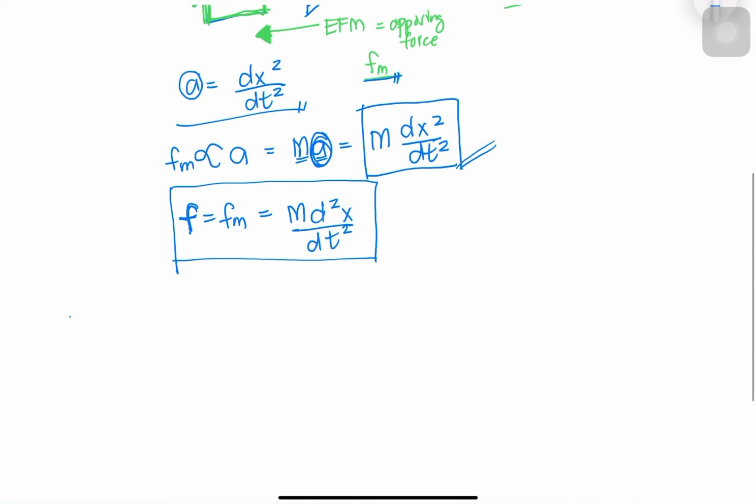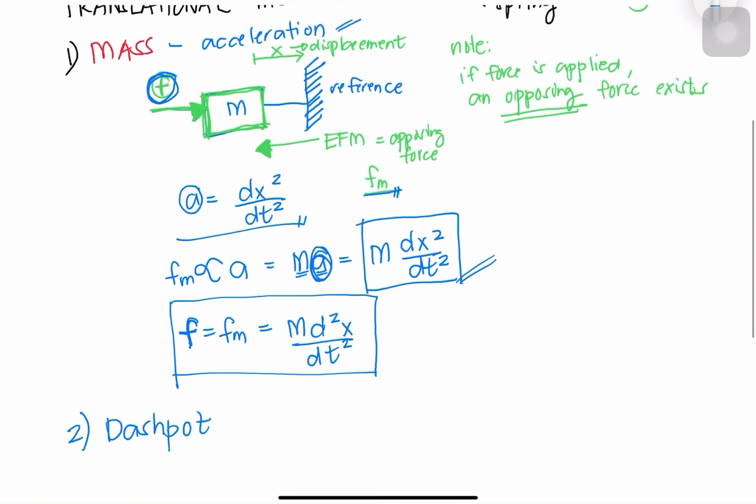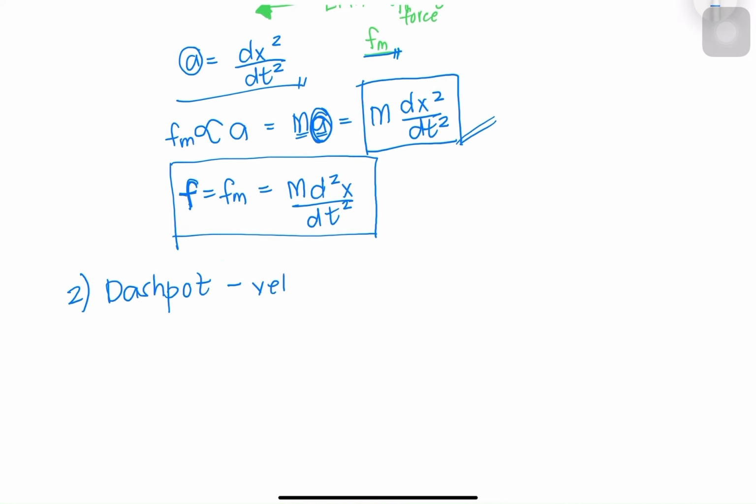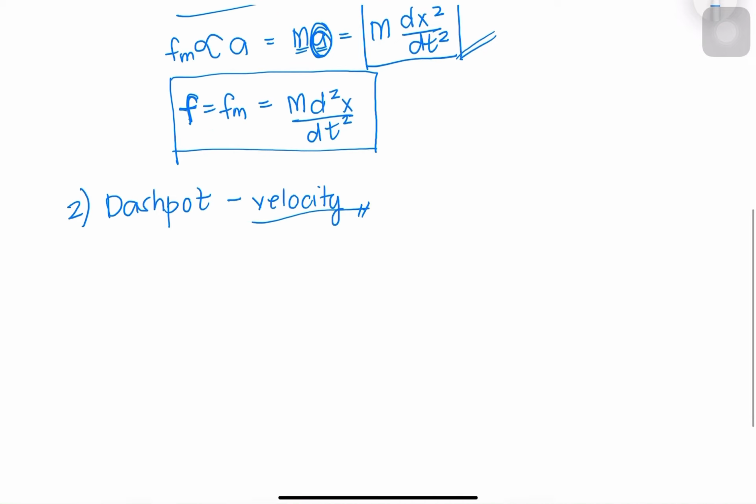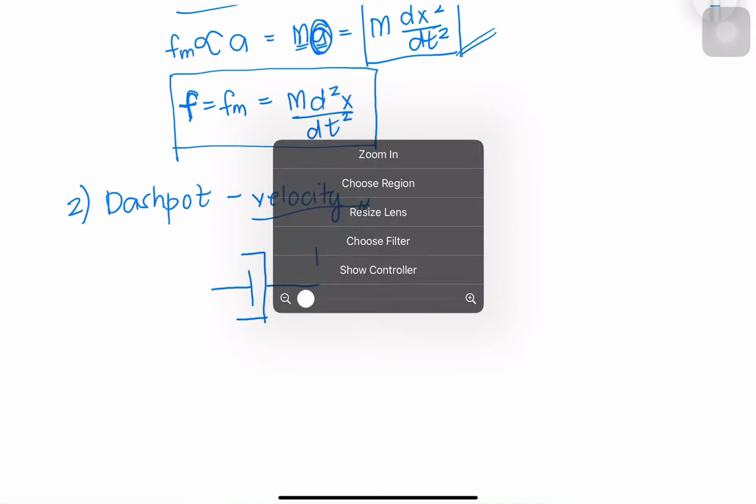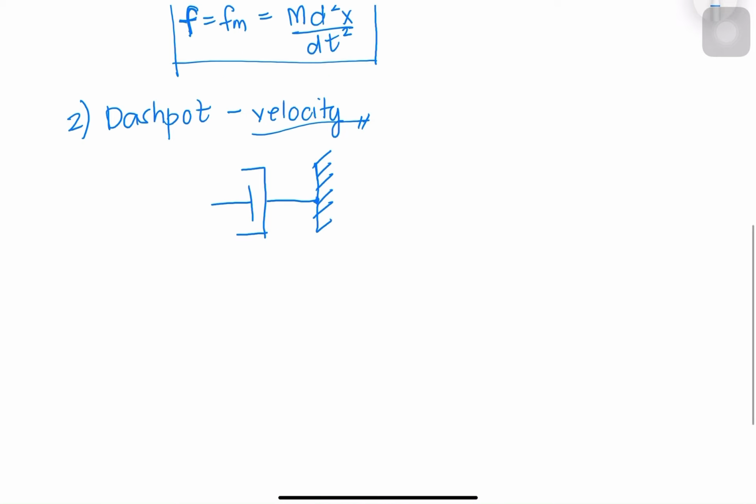Okay, next we have the dashpot. So if mass is a function of acceleration, dashpot is actually a function of velocity. Okay, so let's again draw the system for dashpot. So this is the symbol for a dashpot, and we have here again the reference point.